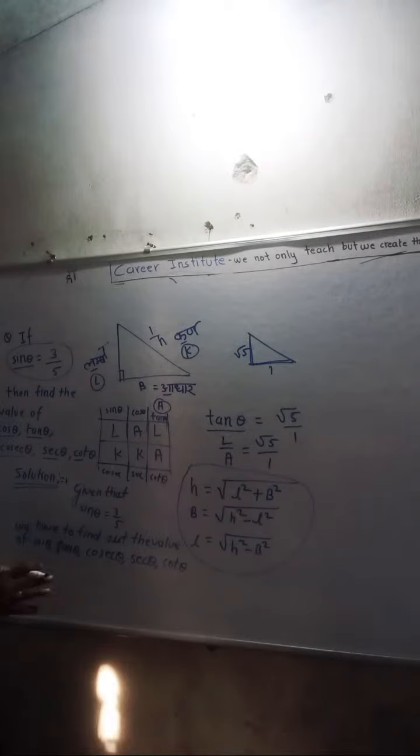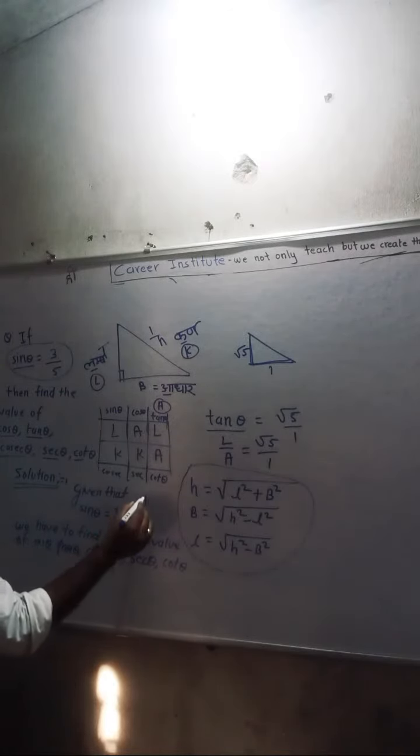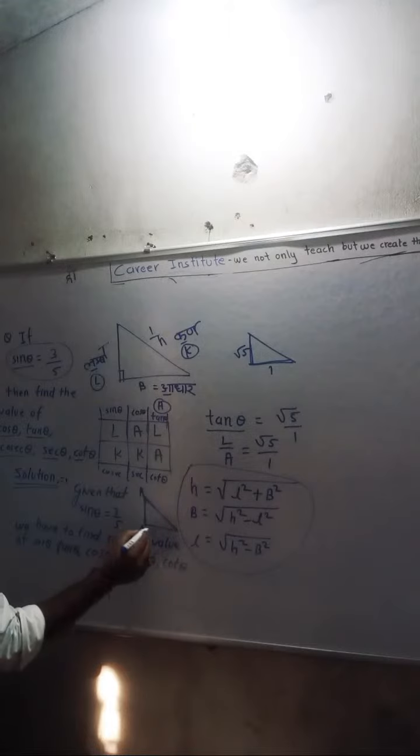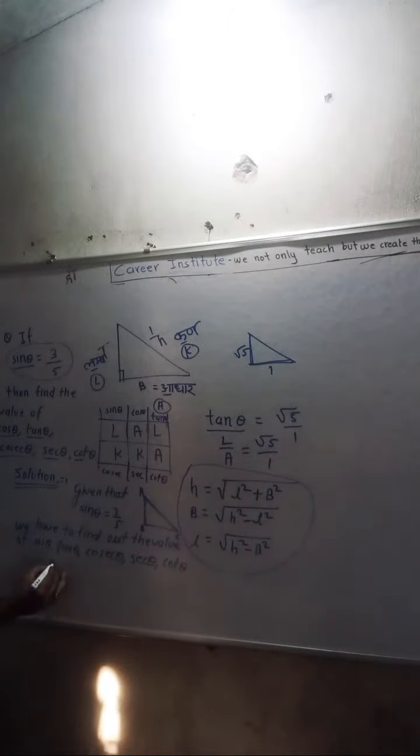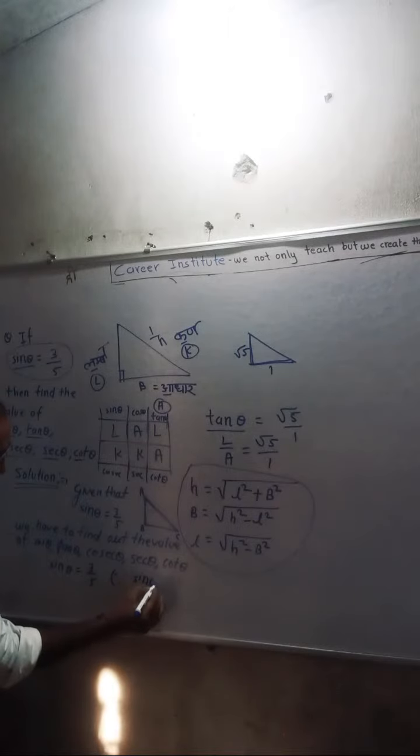This much is clear. Okay, we have to draw the diagram also. Just draw one diagram like this, right angle triangle. Just give a name A, B, C. So what is given? We know that sine theta is equals to 3 divided by 5. So write down here, we know that sine theta is equals to what?